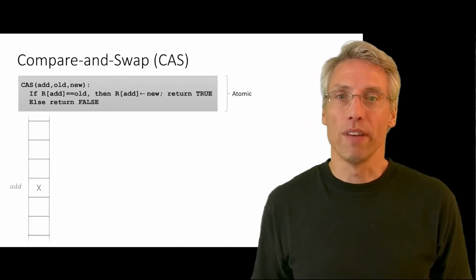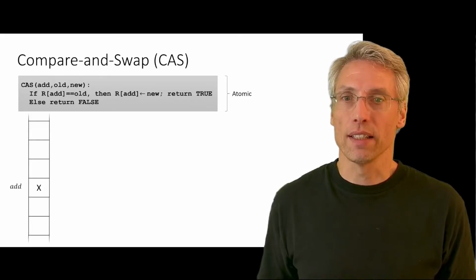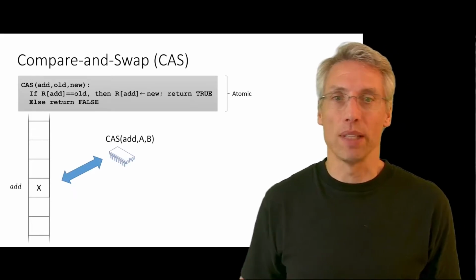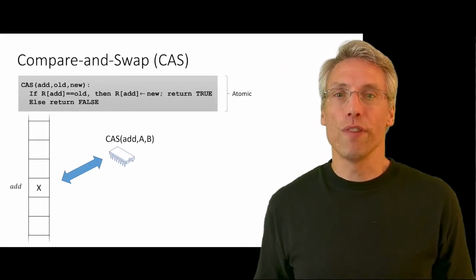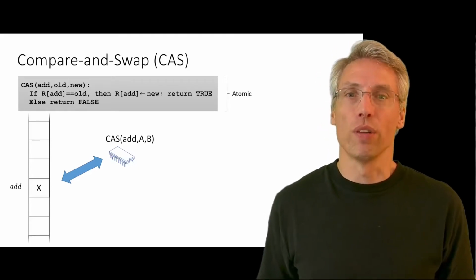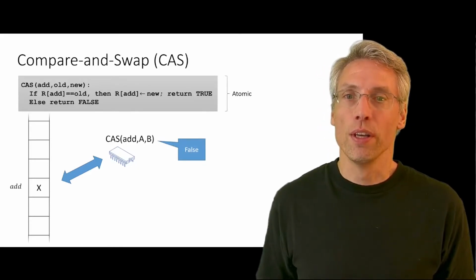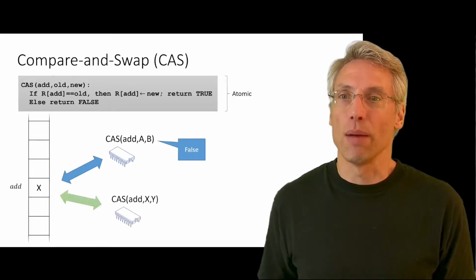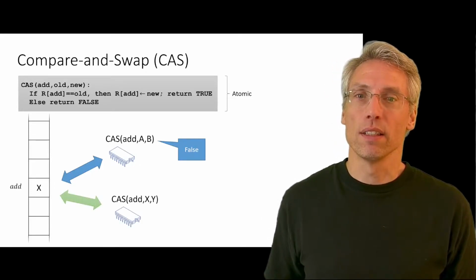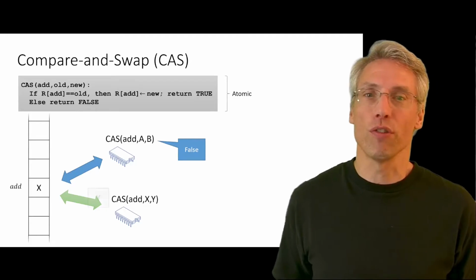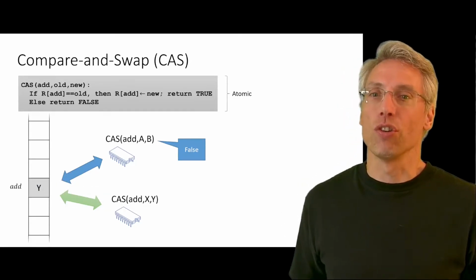For example, if the value of a register is x and the process executes a CAS with parameters a and b, then the operation fails because there is no match, and so the CAS operation returns false. On the other hand, a CAS with parameters x and y succeeds, so it changes the value of the register from x to y and then returns true.